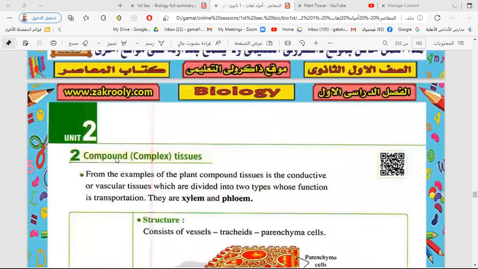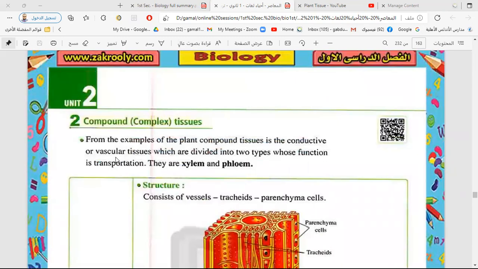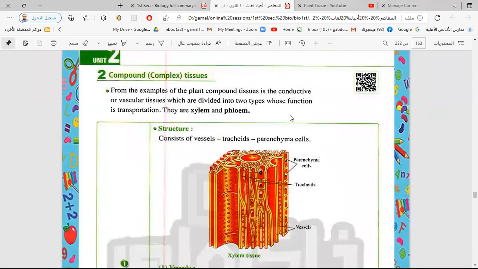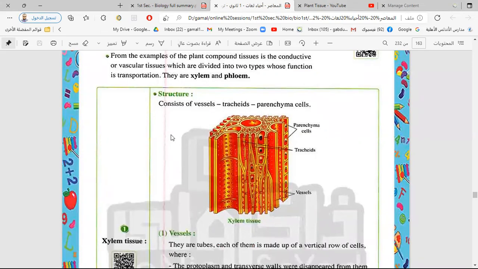Let's move to the compound or the complex tissue. The compound or complex tissue in the plant, we say it is compound because it contains different types of cells, not one type of cells. And we said also it is a conductive tissue or transport tissue. The function here is transporting. Transporting what? We have here the xylem, the first one of the conductive tissue or the complex tissue.